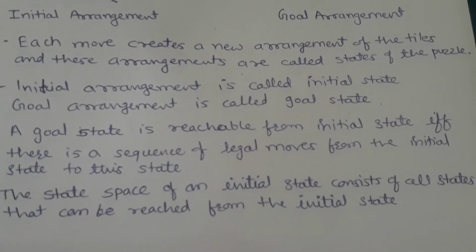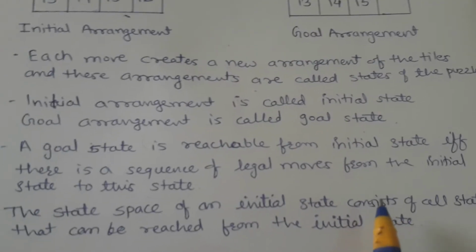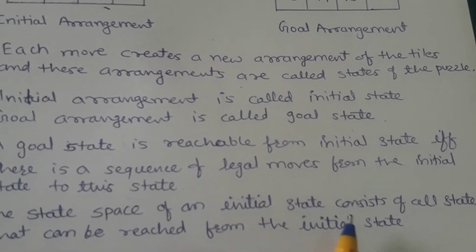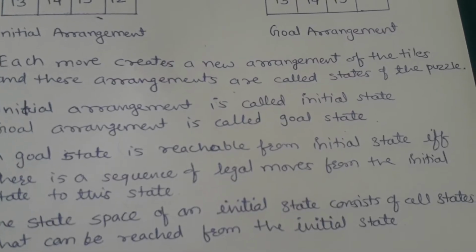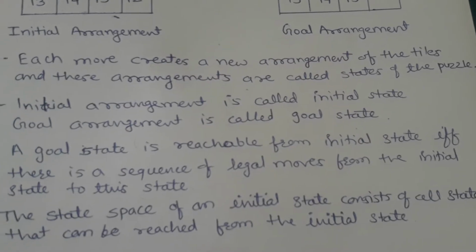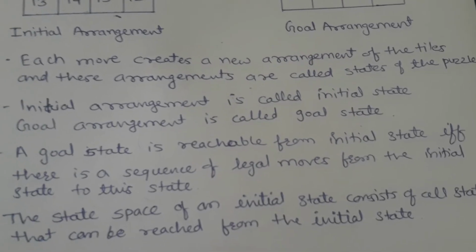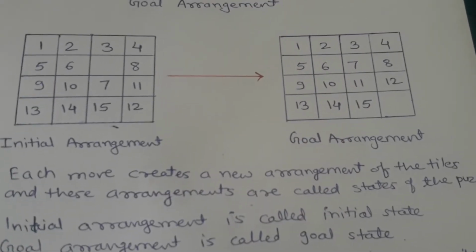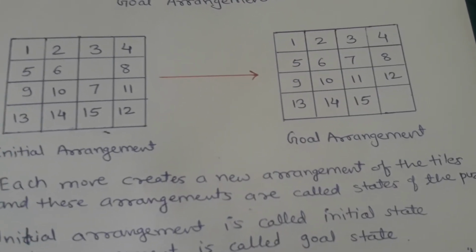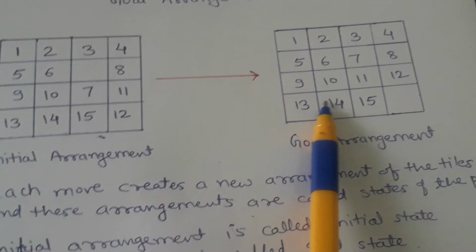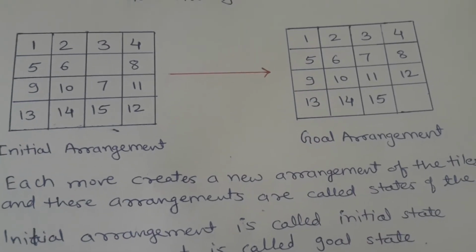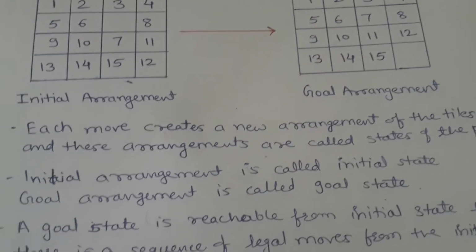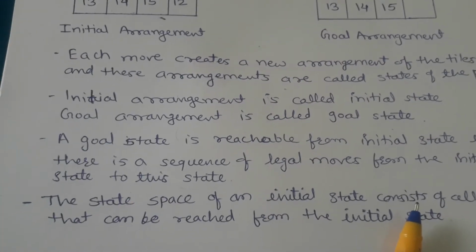The state space of an initial state consists of all states that can be reached from the initial state. Now, the most straightforward way to solve the puzzle would be to search the state space for the goal state and use the path from the initial state to the goal state as the answer. Now here we will see a part of the state space tree for the 15 puzzle problem.